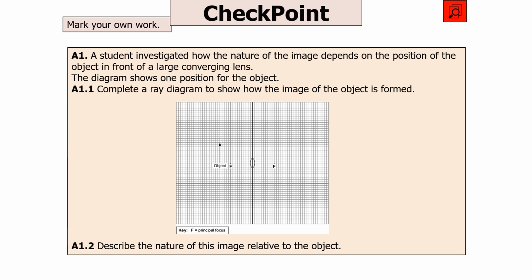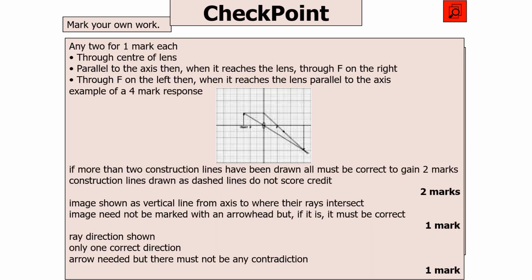Right, so what you can do here is you can see in this first response the diagram that you would have to draw. So you'll get a mark for going through the center of the lens directly, and then the second one parallel to the axis. Then when it reaches the lens, it'll go through F on the right hand side, or you could go through F on the left hand side, and then when it reaches the lens, it goes parallel to the axis.